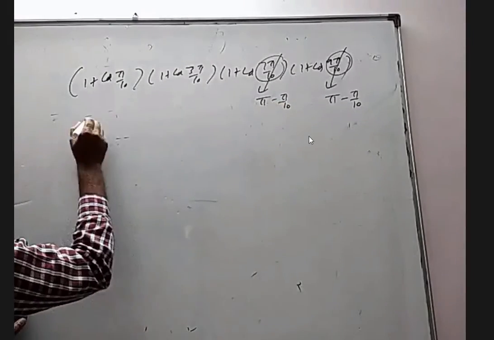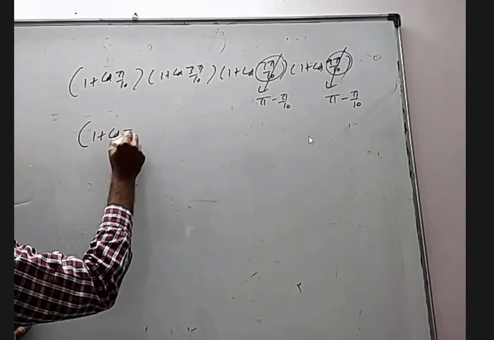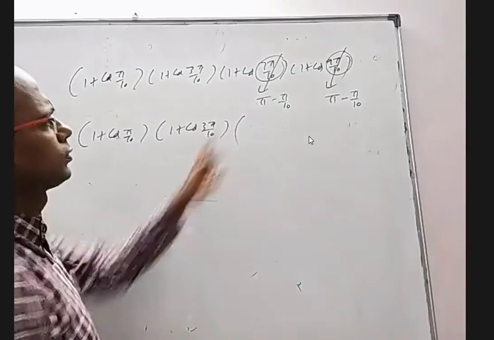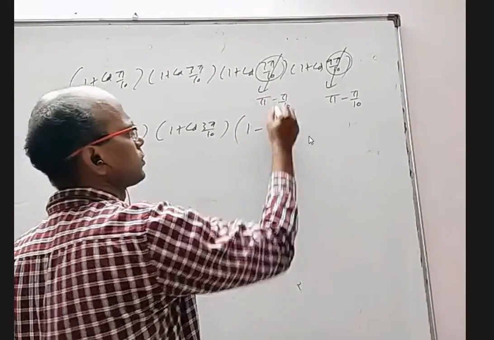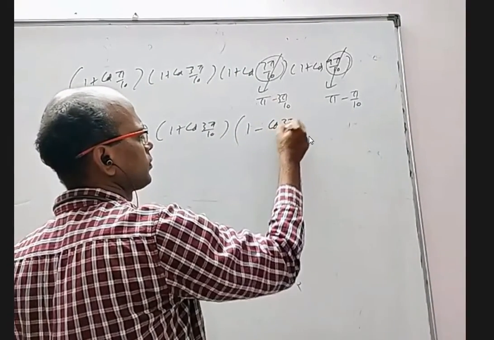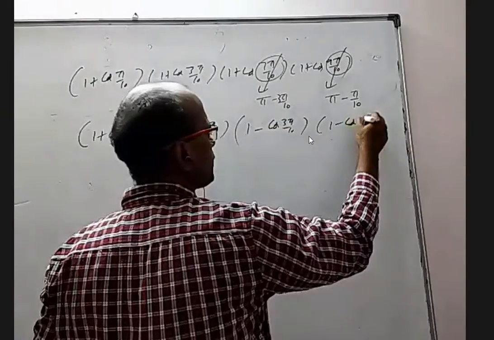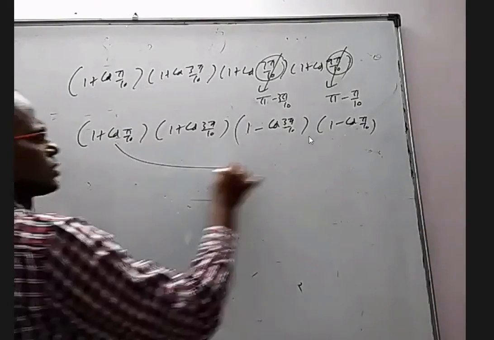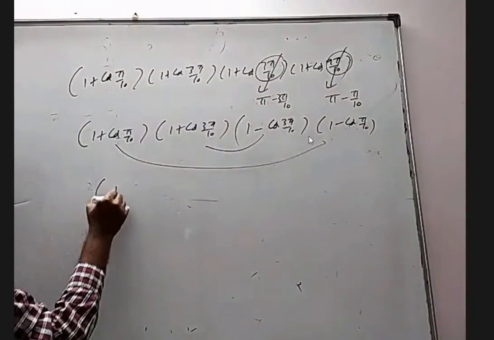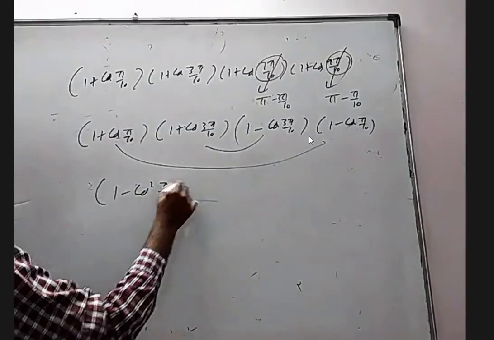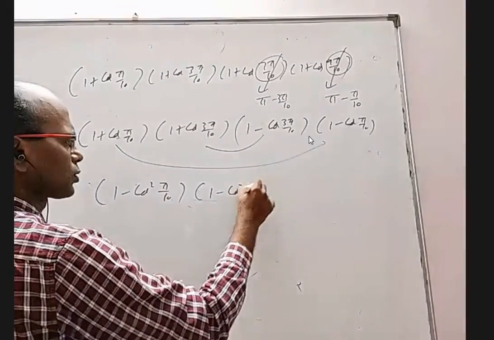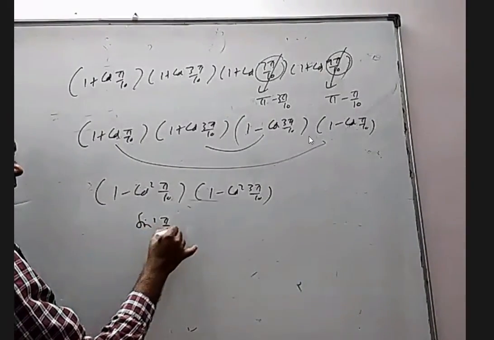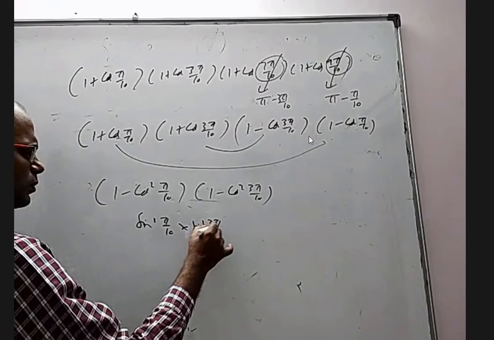Doesn't mean they'll become same. No, because cos 180 minus theta is minus cos theta. So this will become 1 minus cos 3 pi by 10. This will become 1 minus cos pi by 10. Cos 180 minus theta is minus cos theta. Now these two I want to multiply. 1 minus cos square pi by 10. This is 1 minus cos square 3 pi by 10. This is sin square pi by 10 and this is sin square 3 pi by 10.